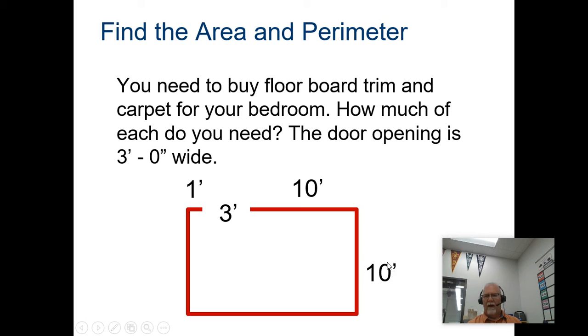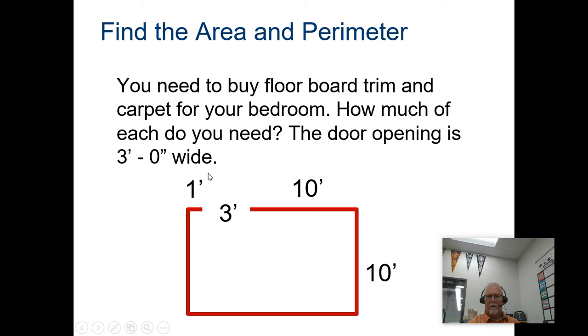What if we have to find some area and perimeter of some things like a room? So you need to buy floorboard trim. So you think of the walls of your house, and at the bottom of the wall, oftentimes if you look at those, there is another piece, we call it trim, that's down there that protects the floor. It protects the wall from things like chairs and cabinets bouncing into it. So how much do you need of each?